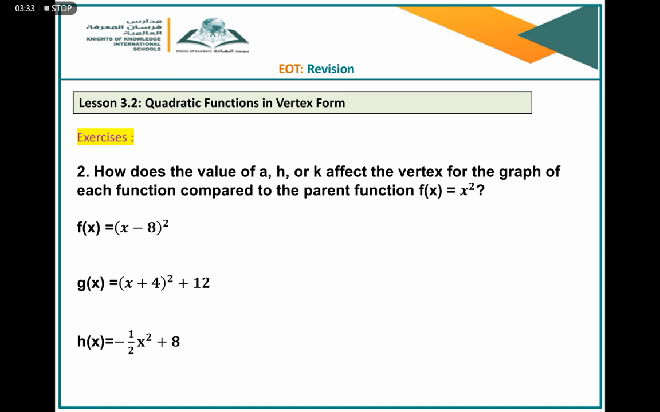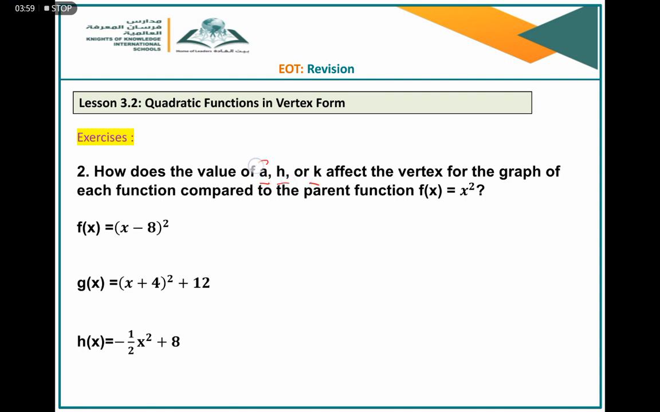Here he stopped giving us a graph, he gave me an equation, and as we said before, he asked me to find any vertex. Okay, let us read the question. Okay, we will not rush. Take a breath and read. How does the value of a, h and k affect the vertex?